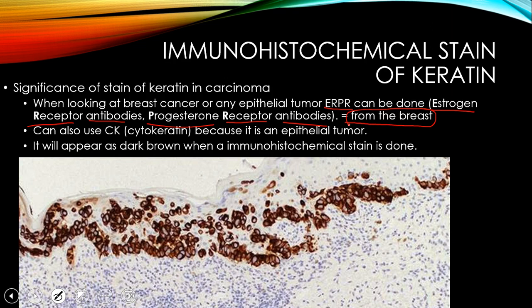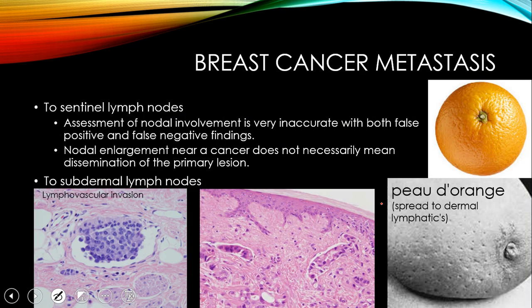Next, you can also check the CK, which is the cytokeratin, or cell keratin, because if it's an epithelial tumor, it's going to stain with this. It's going to have this keratin staining in it, and it will always appear dark brown in an immunohistochemical stain, just like the image below.